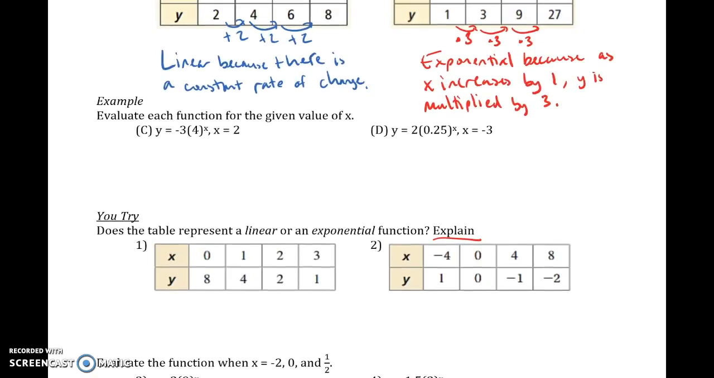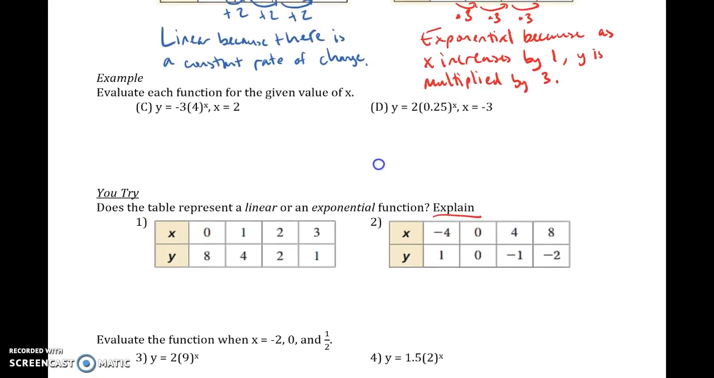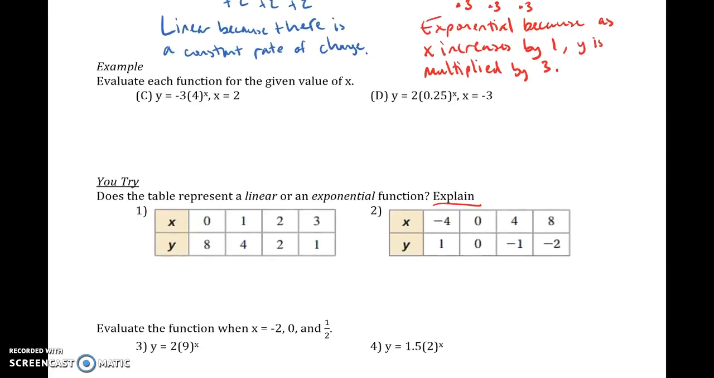Okay, let's go back to example C and D, and you're going to see now I'm giving you an equation rather than a table. And what we're going to do here is we're going to evaluate the function. So you'll see this is an exponential function because x is in the exponent. And what we want to do is basically just substitute in and then follow your PEMDAS, follow your order of operations. So I'm going to take this 2 and plug it in where I see the x.